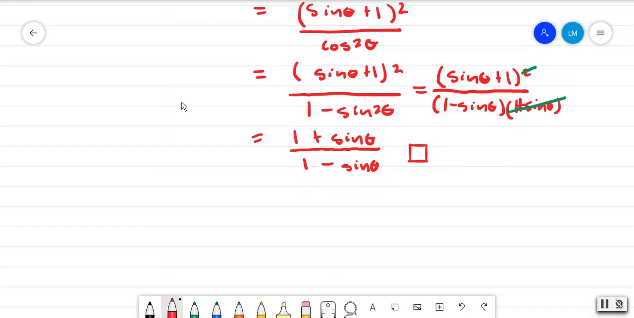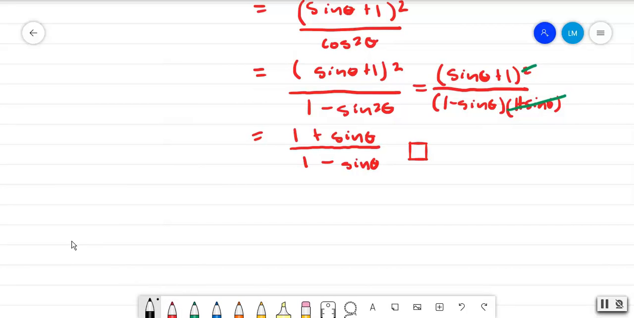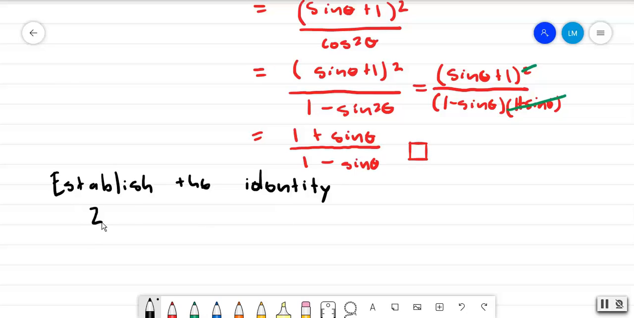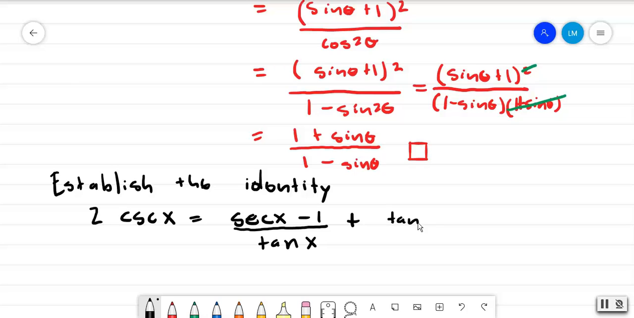Now let's try just one more identity problem. We want to do the same thing. We want to establish or verify the identity. So let's say that we have 2 cosecant of x equals secant of x minus 1 divided by tangent of x, plus tangent of x divided by secant of x minus 1.